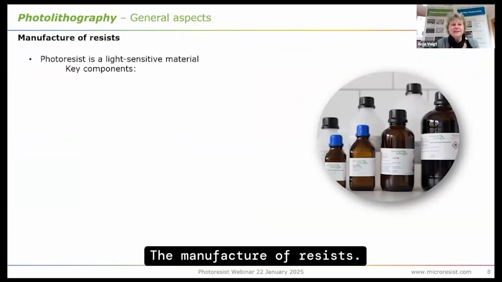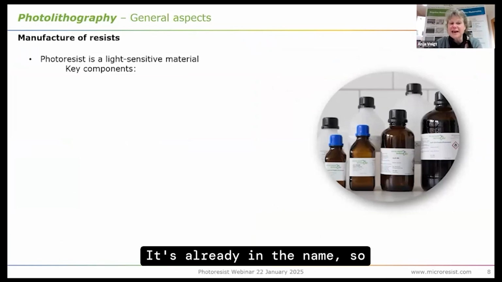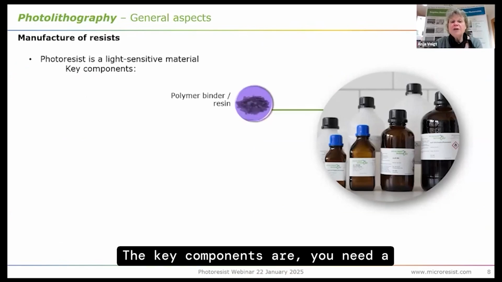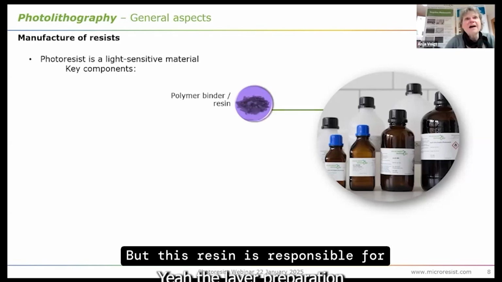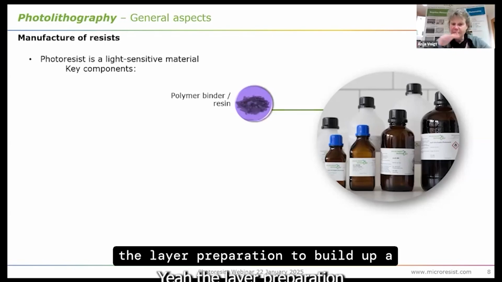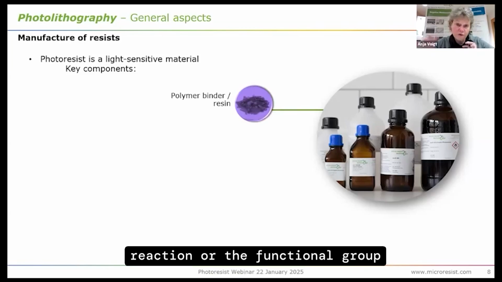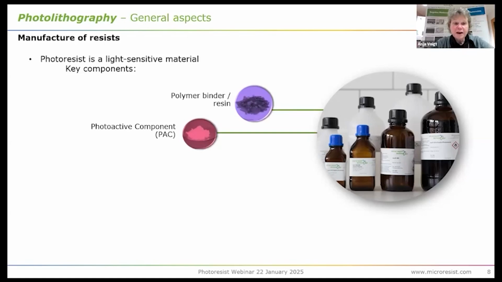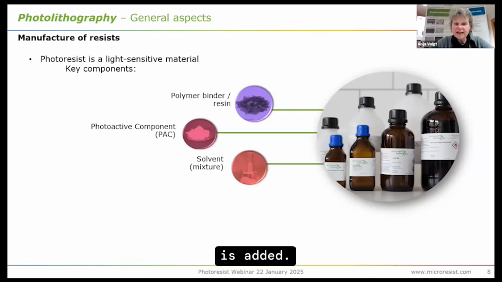The manufacture of resists. So the photoresist is a light-sensitive material. It's already in the name, photoresist. The key components are: you need a polymeric binder, a resin. It can be a different resin. I will talk later about the type of the resin. But this resin is responsible for the layer preparation, to build up a layer in a different thickness, and responsible also for the chemical reaction or the functional group the resin has. So that something is happening, you need a photoactive compound, which is added.